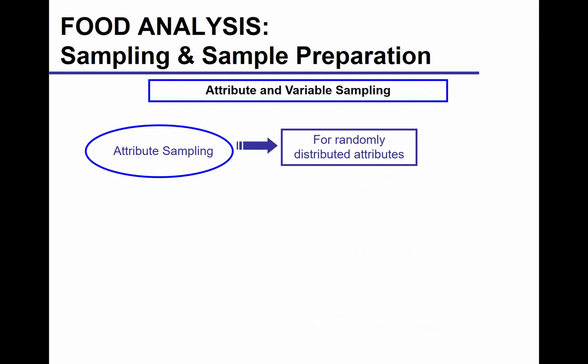So there are two types of sampling: attribute sampling and variable sampling. When we say attribute sampling, we mean randomly distributed attributes. Can you give an example of a randomly distributed attribute in a product that you might be looking for? There is randomly distributed and there is uniformly distributed. Lauren? Yeah. Okay, I'm not going to say this is a bad example, it's a good example. But if I don't want to look for marshmallows and I want to look for something that is critical to the quality of the product, can you give an example of that?